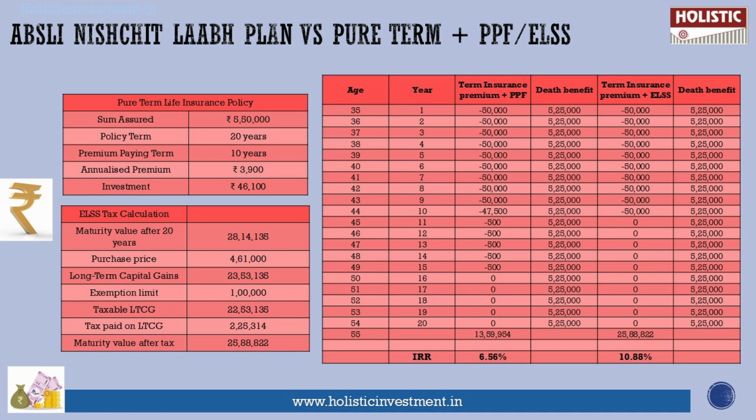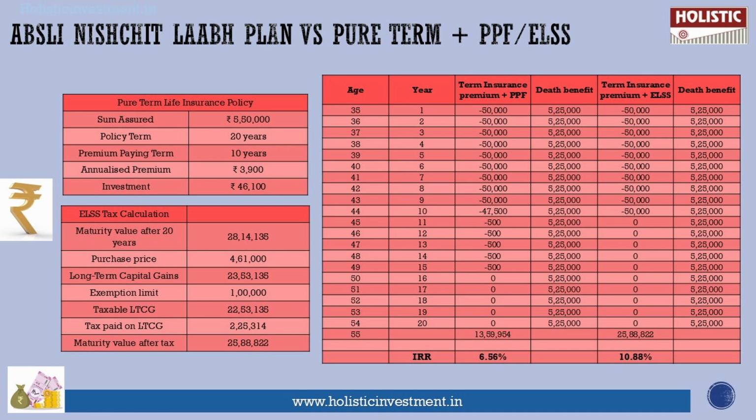For life coverage, a pure term life insurance policy has been chosen with a sum assured of 5.5 lakhs, which costs a premium of 3,900 annually. Whereas in the ABSLI Nishchit Laabh plan we were paying an annual premium of 50,000, here we are only paying 3,900 rupees annually. So the remaining amount, 46,100, can be used to accumulate a corpus by investing in other investment vehicles. This pure term insurance policy also has a policy term of 20 years with a premium payment term of 10 years, similar to the ABSLI Nishchit Laabh plan, for a fairer comparison.